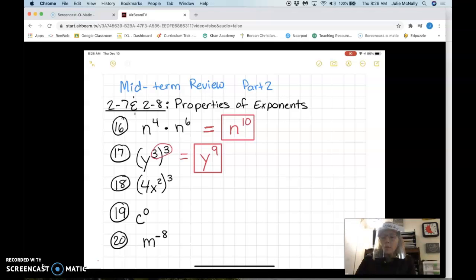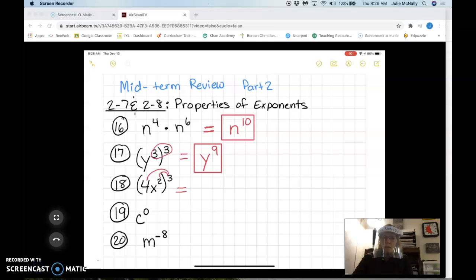Okay, so I wrote number 18 as well, which is just like 17, except there's a number in front of the variable. So what that means is that exponent has to go on that number and on that other exponent, okay? So what is 4 to the third power? Okay, so 64, 4 to the third power is 64, and then again I'm multiplying 3 times 2. So I'm going to write my variable once, and then 3 times 2 is 6.